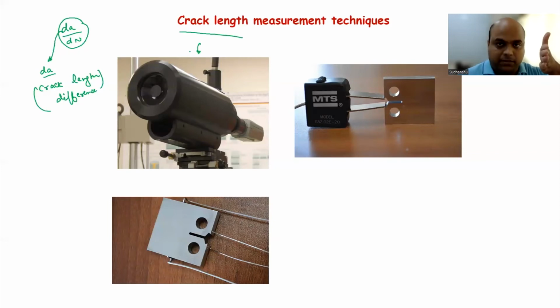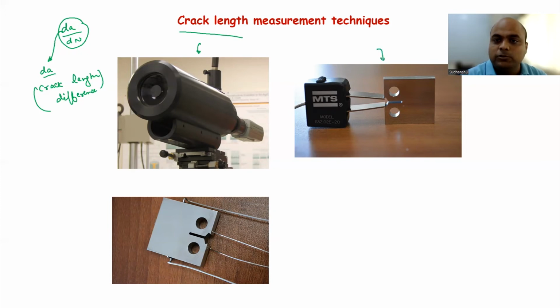So that is method one. But here what you are going to get is the crack measurement at the surface, right? And remember, we have already mentioned the crack length changes from the surface to the interior, the effect of plane stress and plane strain that was discussed before in one of the lectures, right?